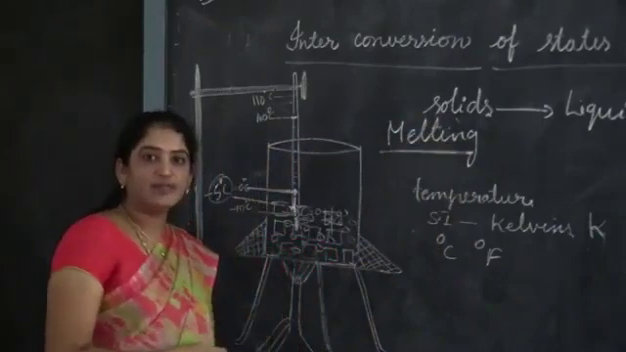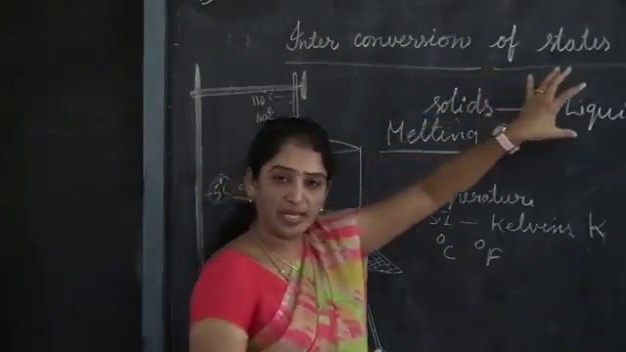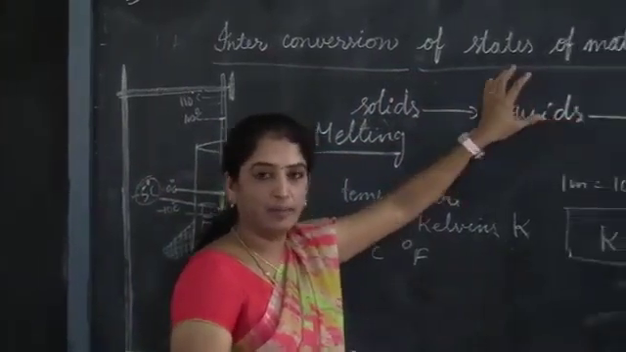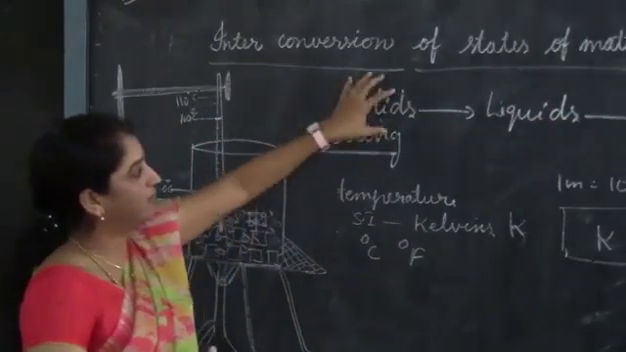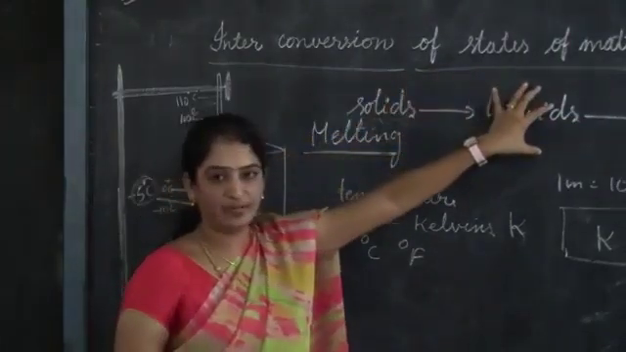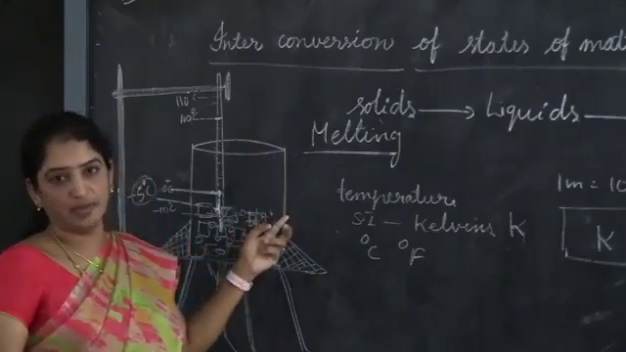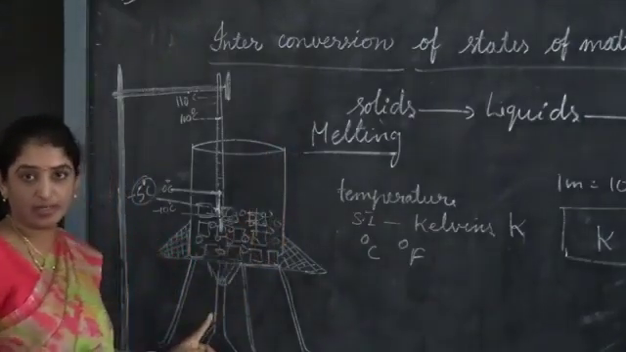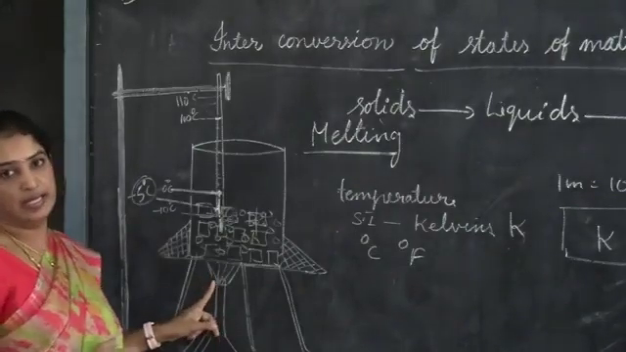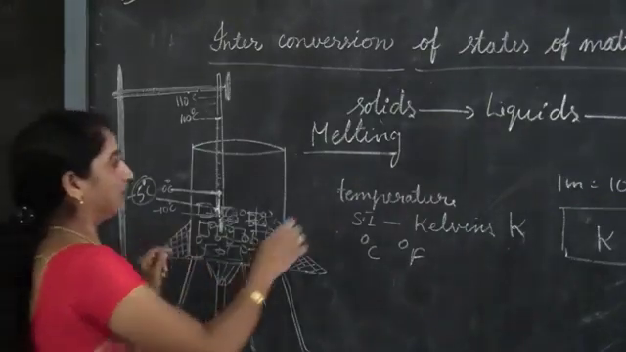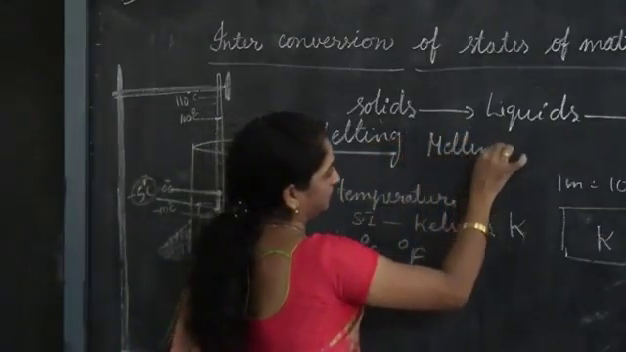The process of conversion of solid form of matter into the liquid form is called melting. When melting is possible on heating, the process of melting takes place on heating. And very important, melting point.